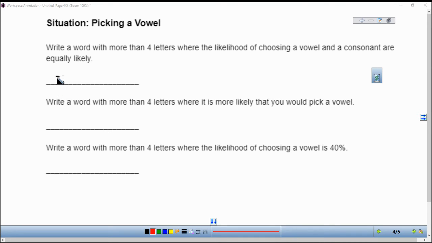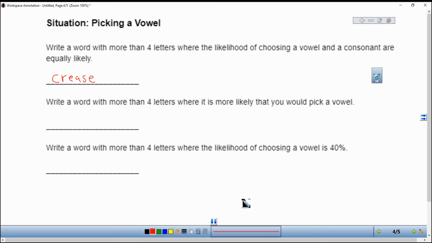Let's see. I'm thinking of the word. I think I got it. Crease. Crease came to mind. Here, let me rewrite that because I think the writing was a little smeared there. Crease.